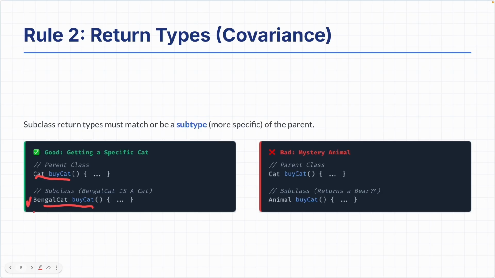This follows rule 2. Why? Because Bengal cat is a subtype of cat. The parent class promised to return a cat, and the subclass is returning a more specific type. So this does not break the contract.